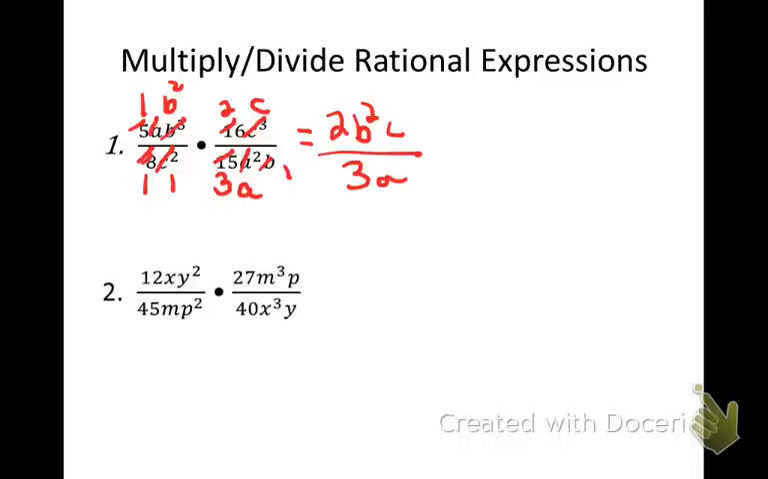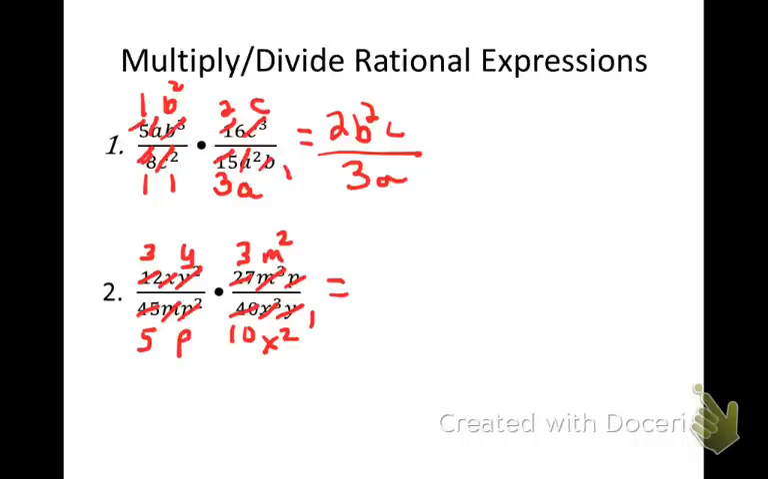So again, if we're looking at 12 and 40, what goes into both those? Well, 4 will. So we get a 3 and a 10. Looking at 27 and 45, well, 9 will go in both those. 3 and 9 goes in 45 5 times. Again, check all your numbers. Something else could happen, and no, it doesn't. Got an x that's going to cancel with this, leaving us an x to the second. We got a y that's going to cancel with our y to the second, leaving us a y. Got an m that's going to cancel this, leaving us m to the second. This p is going to cancel with one of these, leaving me a p.